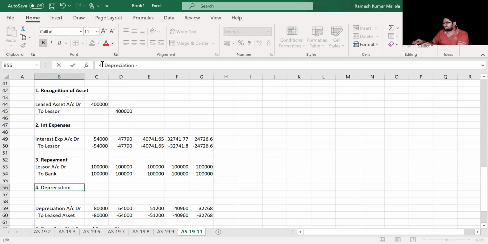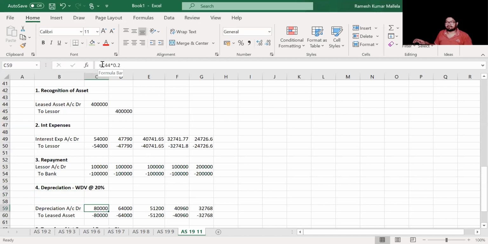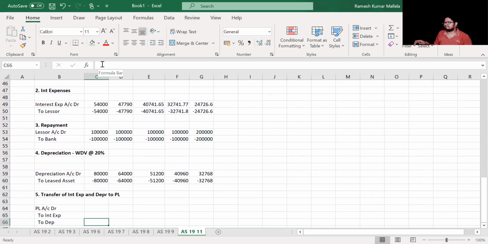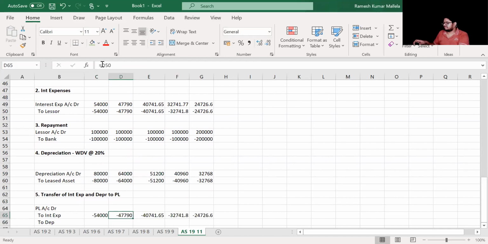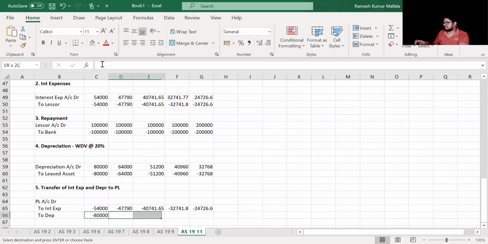WDV at 20%. If you calculate, you would get the same values. I'm applying a formula here. However, you can do it manually also. So this is the entry for depreciation, and then the P&L account debit would be: interest expense is known to us, 54,000 and all that stuff, and depreciation is also known to us, which is 80,000 and all that stuff.